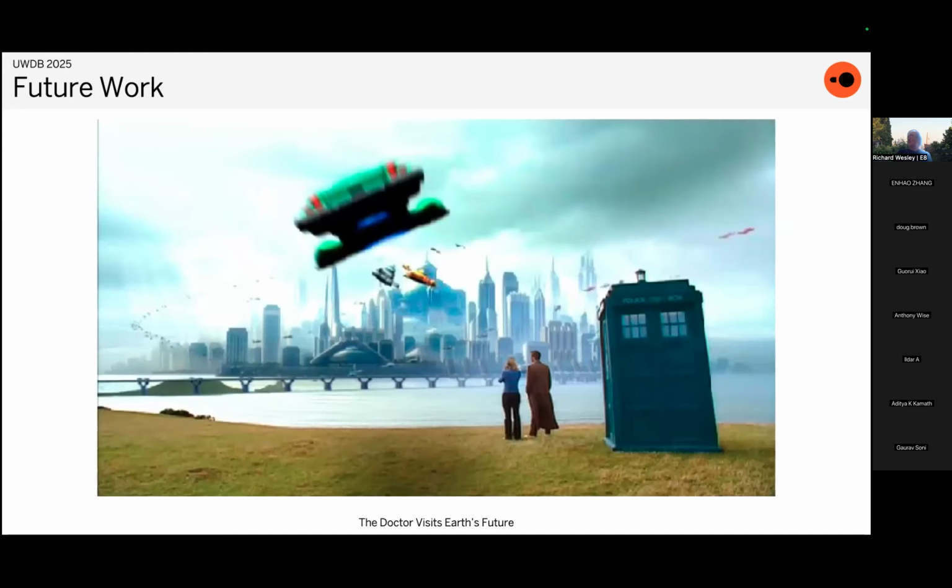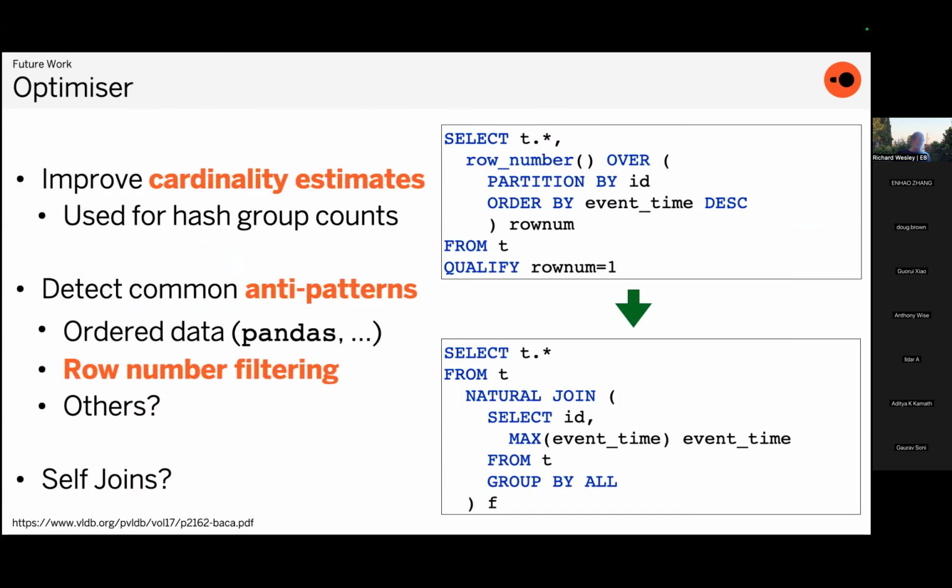So that's what we've done so far, and we keep thinking of more things to do, which is fun. One of them is the optimizer, and I've got a couple of big things here. One is when we decide how many hash bins to make, that's based on cardinality estimates. We can adapt, but it would be nice if we could get it right the first time so we don't have to rehash.